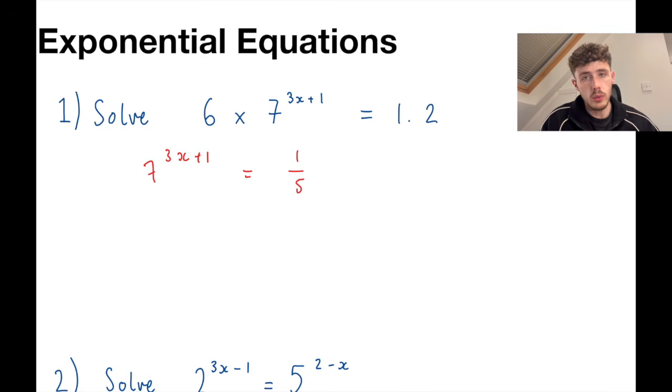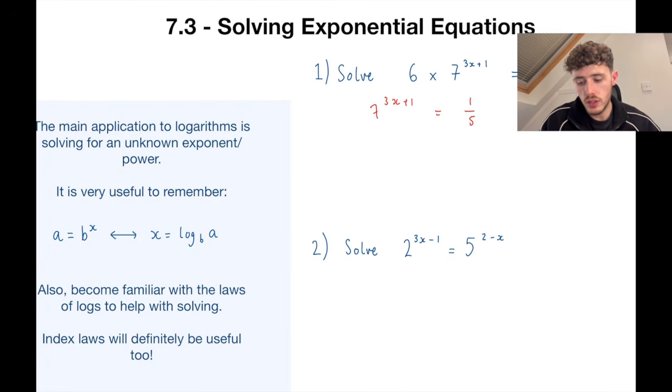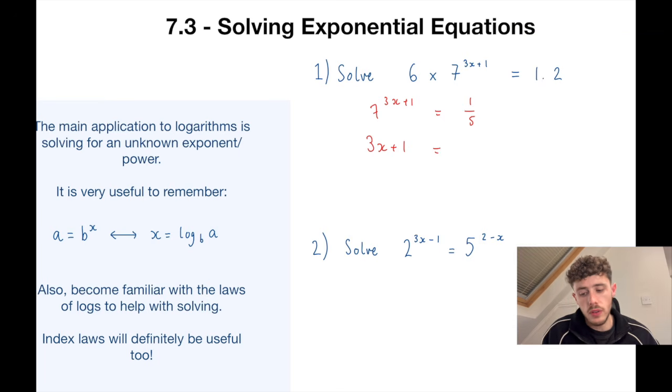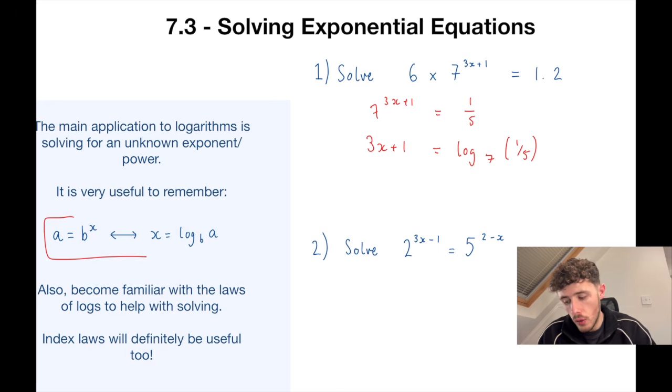Now, this is the important bit, and it's important to use this relationship from the identity here. The b is our 7, and the x is the 3x plus 1 as the power. To bring the power to be the subject of the equation, we take the log base 7 of both sides. So we're going to have log base 7 of 1/5, and that is step 2. Hopefully that makes sense. Again, if you don't understand that, spend some time learning the relationship of this identity.